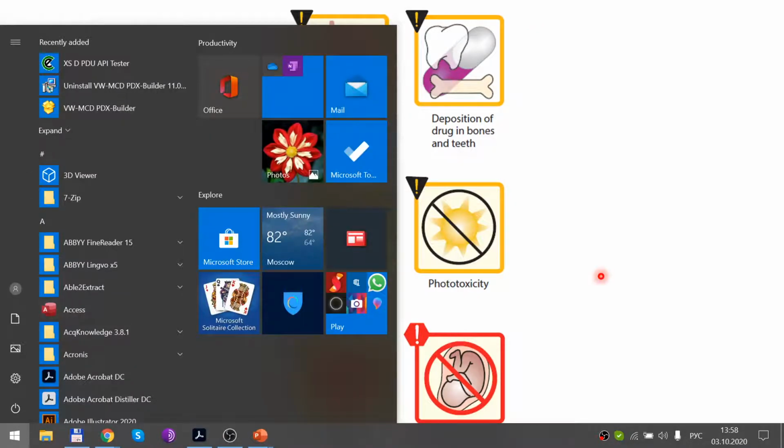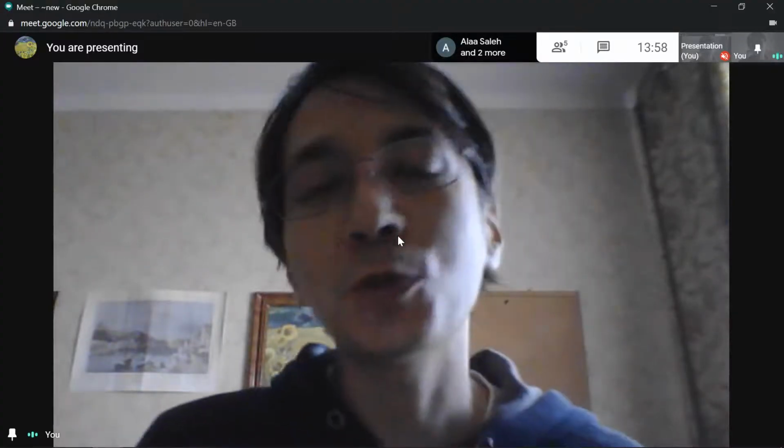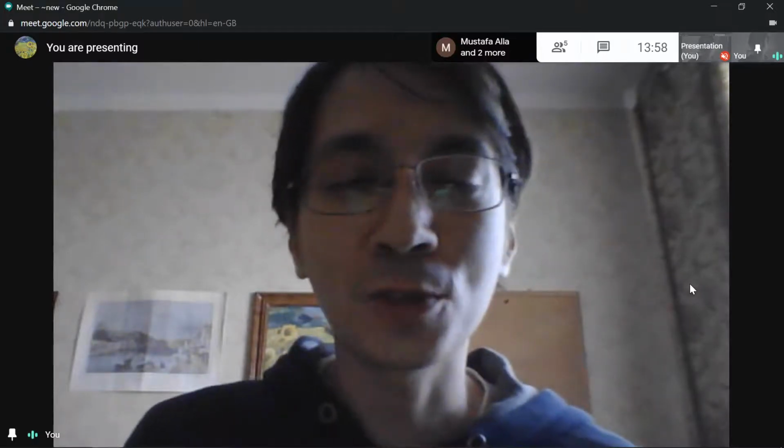The adverse effects include GI disturbances, which is why heartburn occurs, and deposition of the drugs in bones and teeth, which is why they are contraindicated in children before the age of 18. So actually children and teenagers as well. Then liver failure, usually seen only at high doses. Phototoxicity is very dangerous, especially in Egypt. So if you take doxycycline, Mustafa, have they told you to avoid sun when you were on doxycycline?